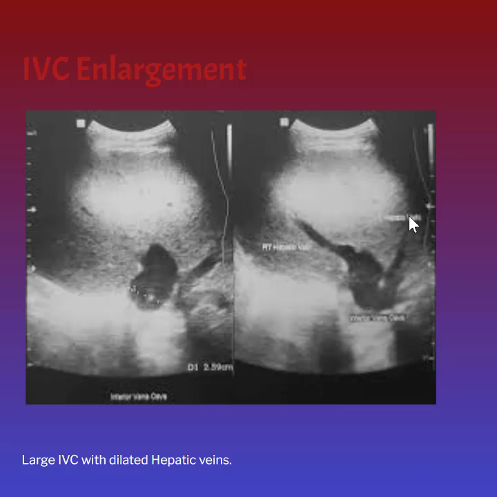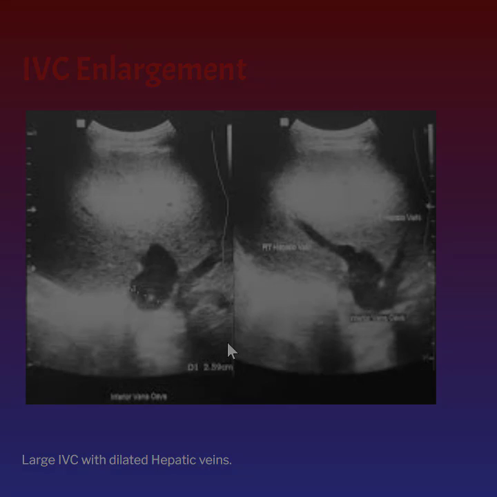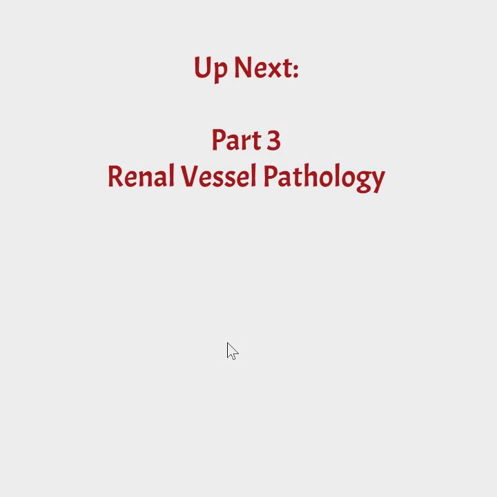Here's an example of dilated hepatic veins going into a large IVC. This one measuring just over the 2.5 mark. And that concludes our IVC pathology. Up next, we will discuss renal vessel pathology.